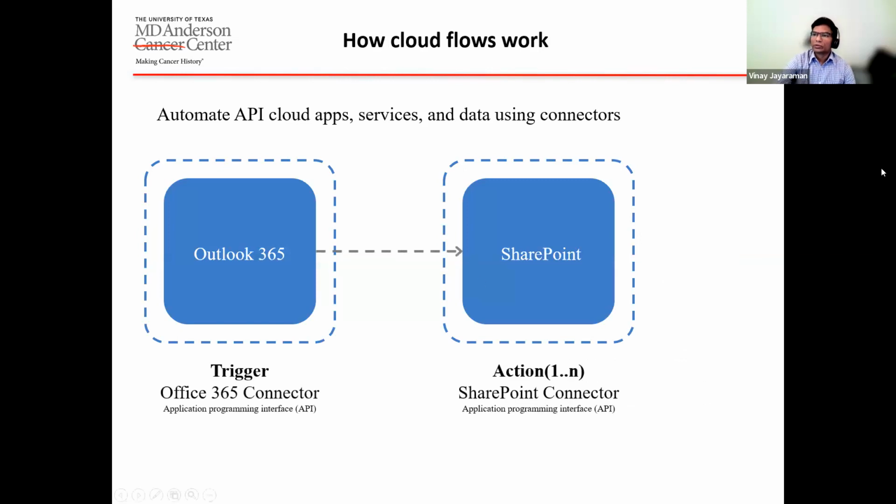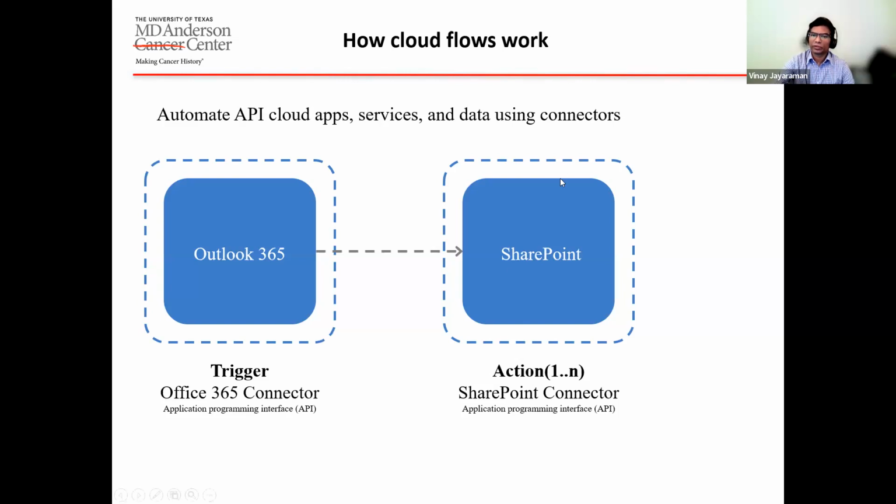So how does the cloud flow work? When you think about Power Automate flows, there are two important components: one is the trigger, the other is the action. Because this is an automated flow, and we can build instant flows on demand as well, which I'll cover in the upcoming slides, but for the most part it is an automated flow. You want something to happen by itself without any human intervention.